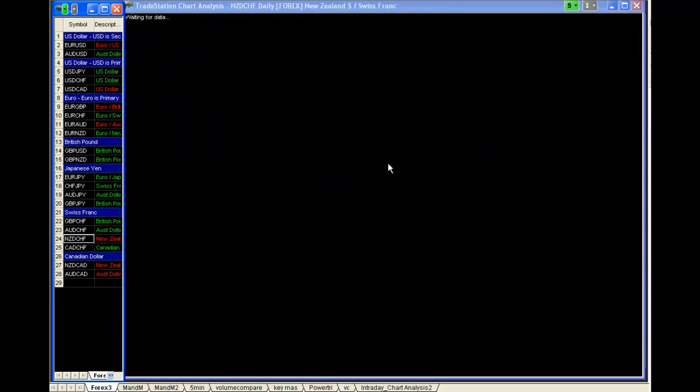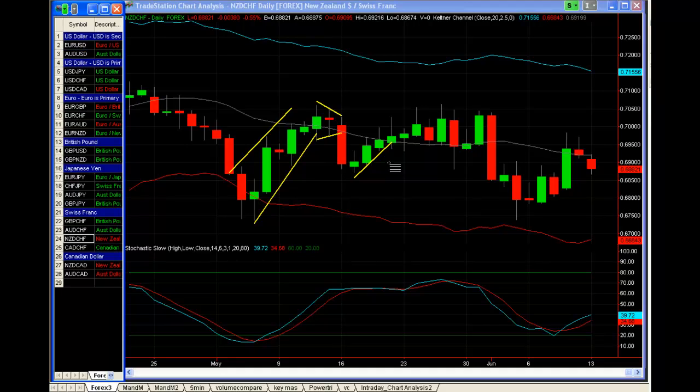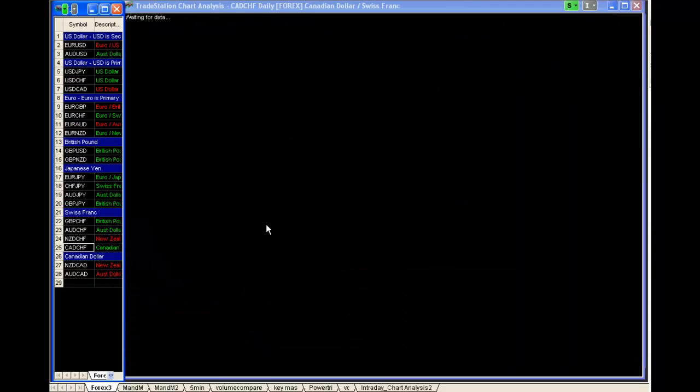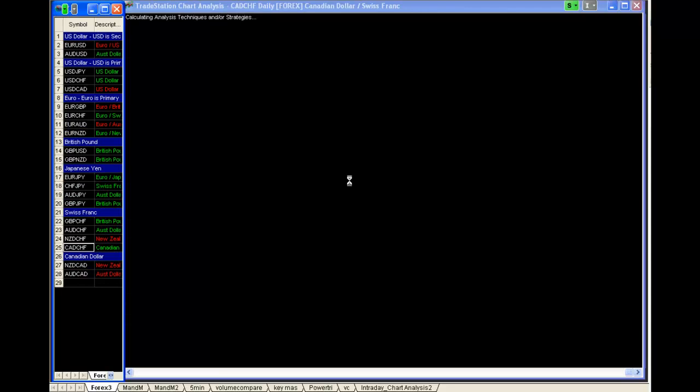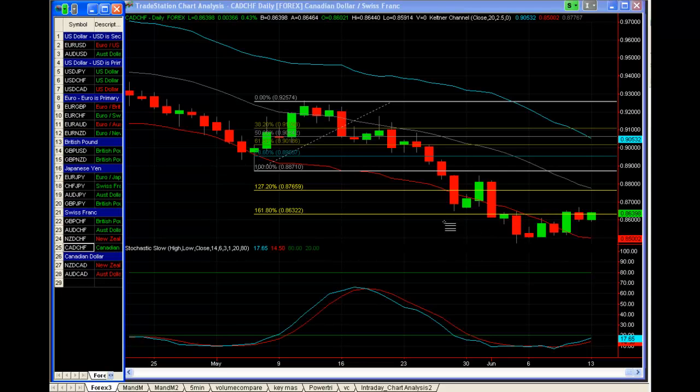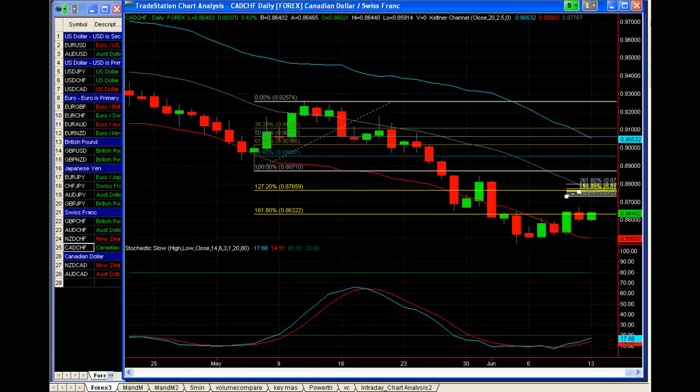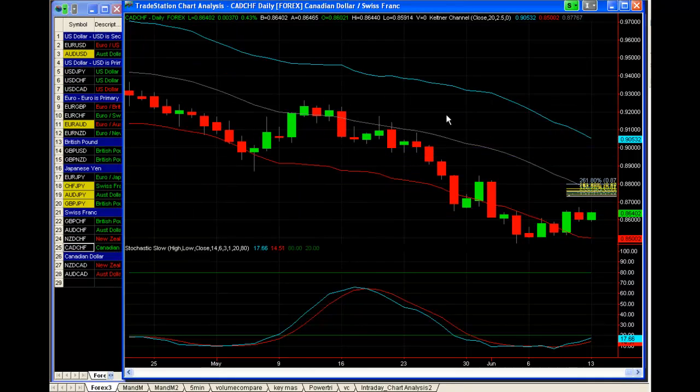Here's the New Zealand dollar versus the Swiss franc. Nothing. Here's the Canadian dollar versus the Swiss franc. And you can see here, it overreached this target. Now it's kind of consolidating here. I'd be watching this one for a retest back up to this moving average.